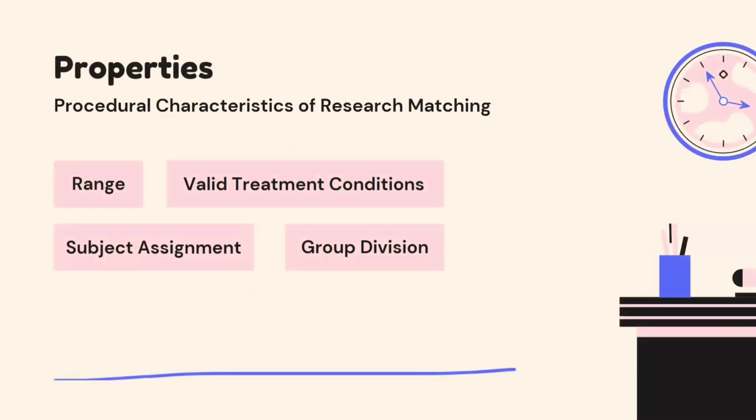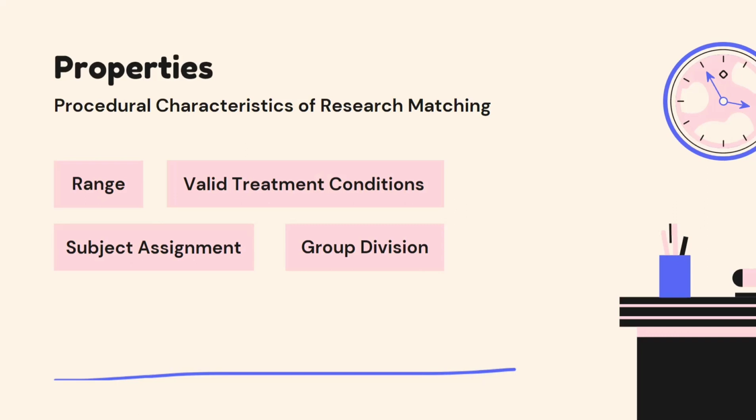Okay, so there are 4 procedural characteristics and properties that underlie good research matching conditions. So first of all, valid treatment conditions. In research matching, you can only apply this method if the treatment conditions are that the subject is experimented on or the subject is not experimented on. The reason for this is the group division.